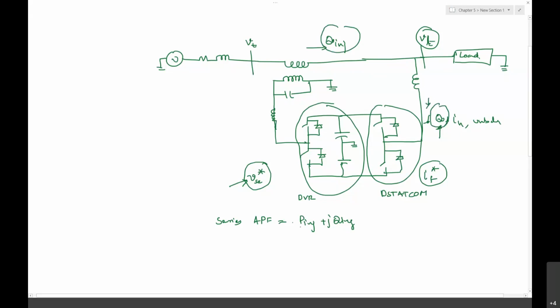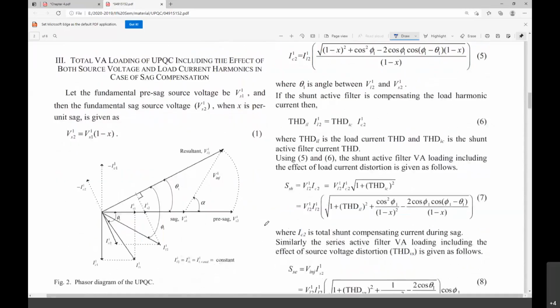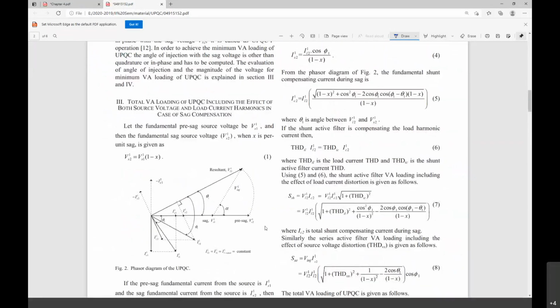With this background and this explanation, you look into this particular expression, especially the one we are talking about, the phasor diagram. The phasor diagram is referred to the fundamental only. It's referred to the fundamental only.